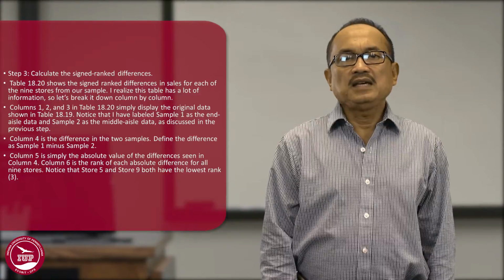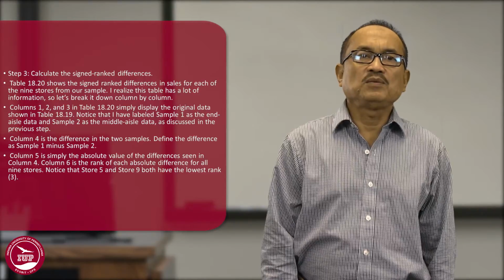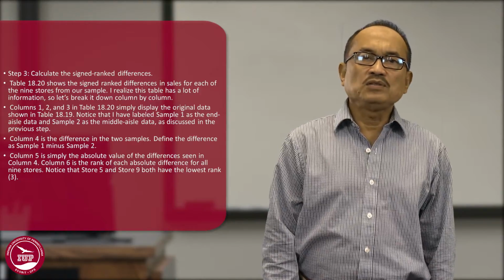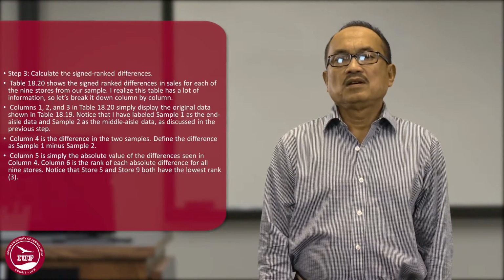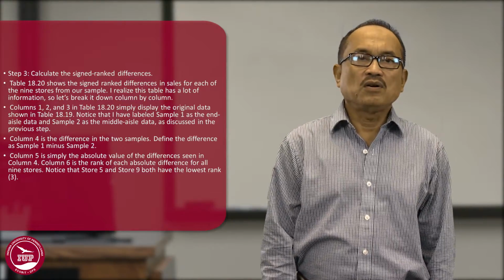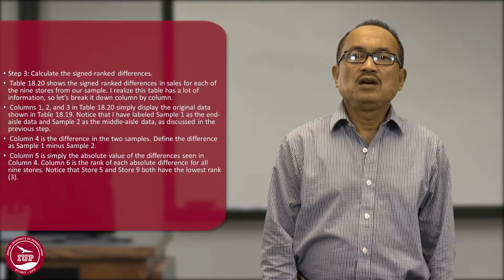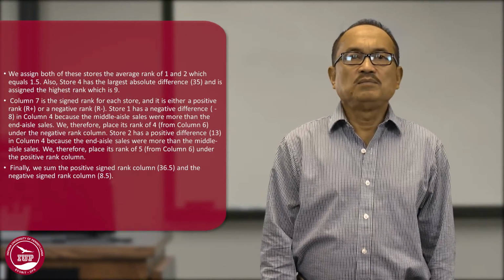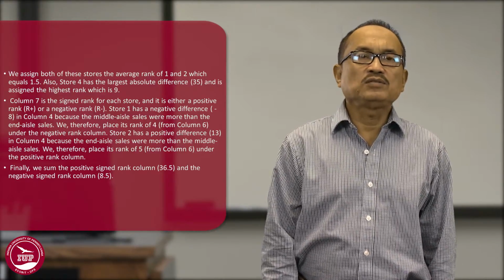Column 4 is the difference in the two samples. Define the difference as sample 1 minus sample 2. Column 5 is simply the absolute value of the differences seen in column 4. Column 6 is the rank of each absolute difference for all 9 stores. Notice that store 5 and store 9 both have the lowest rank. We assign both of these stores the average rank of 1 and 2, which is equal to 1.5.